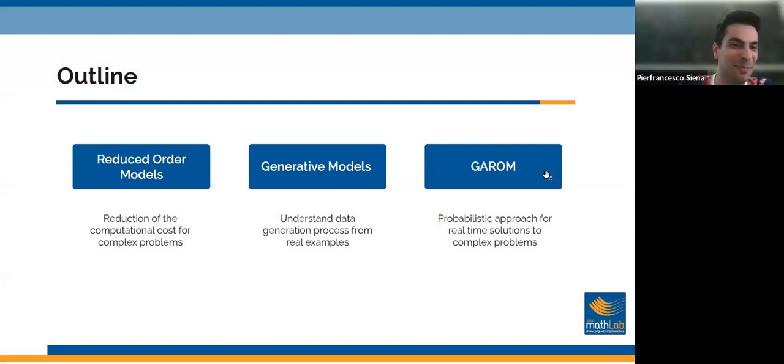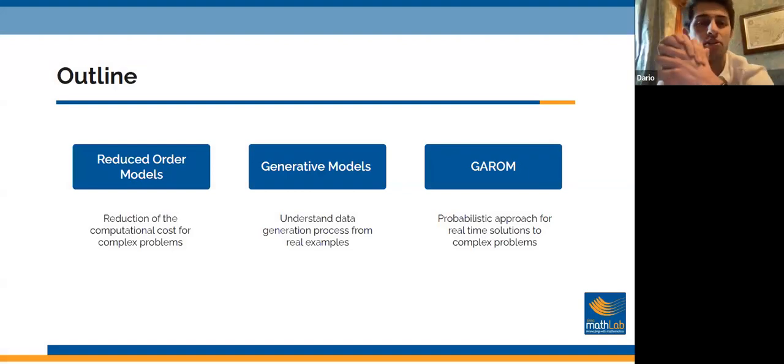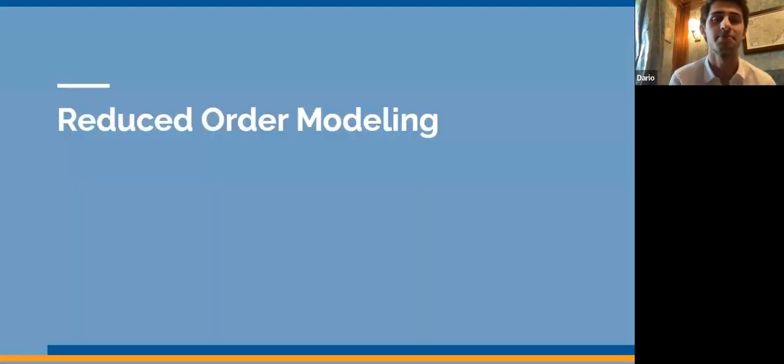Yes, okay. So just an outline of how I'm going to structure the talk. First of all, we're going to review what reduced order models are and why they're important nowadays. Then we're going to switch to generative models. I will briefly introduce what these kind of models are, specifically latent variable models. And then we will combine the two and present GAROM, which stands for Generative Adversarial Reduced Order Model, which is this new probabilistic approach for computing reduced order model solutions. So you can go to the next slide.